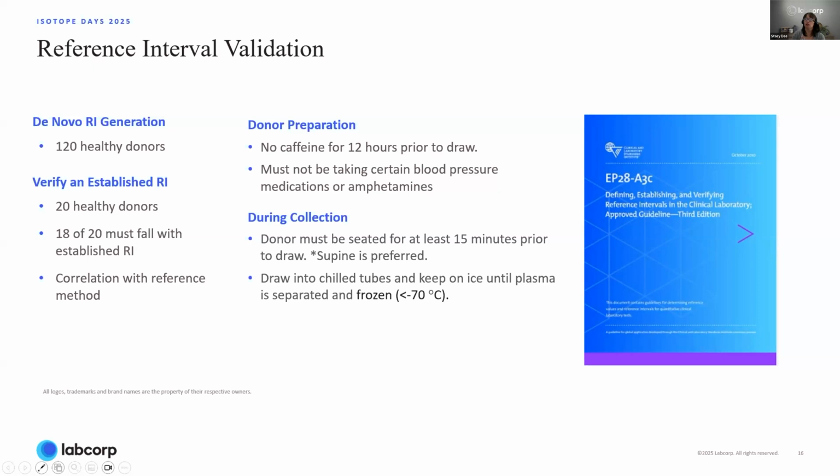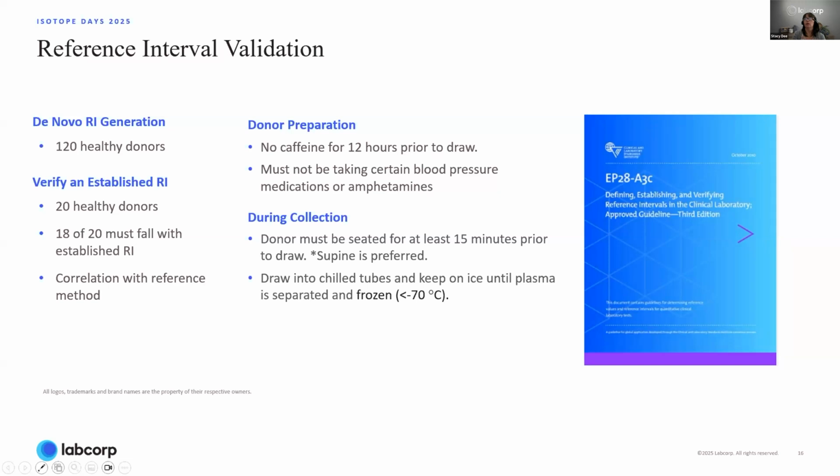Patients also can't be taking certain medications, high blood pressure medications, amphetamines for things like ADHD. And during the collection, donors must be seated for at least 15 minutes prior to draw. And this is actually a compromise. Supine is preferred. Like if you're in a hospital setting, your plasma catecholamine draw should be done in a supine position.